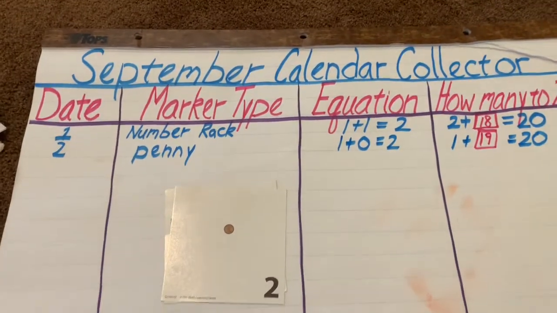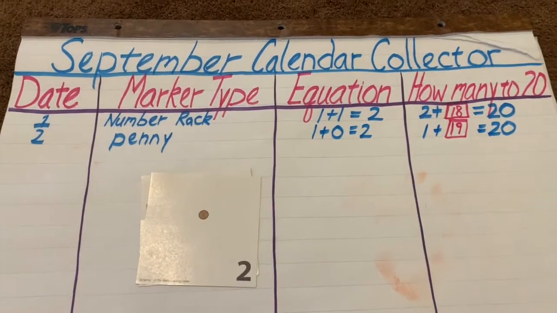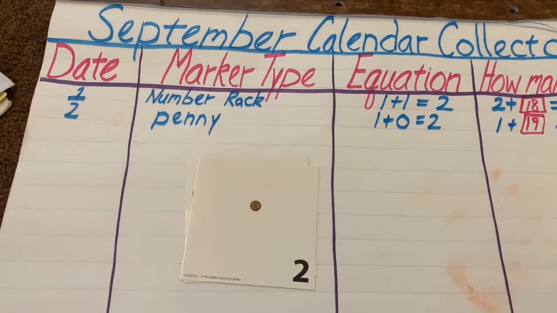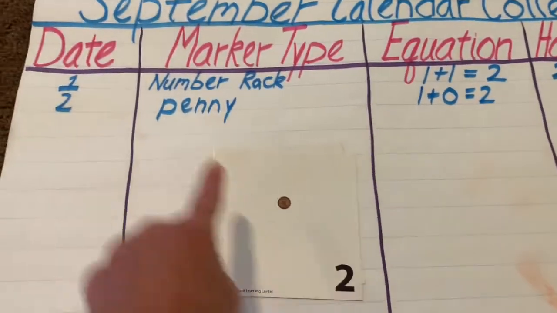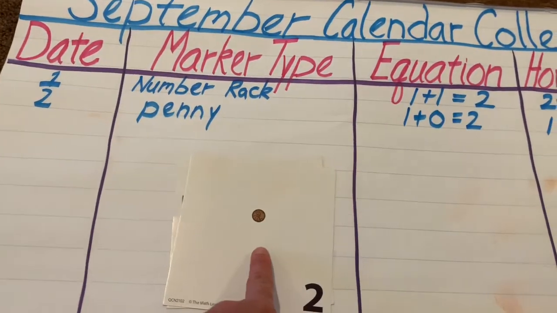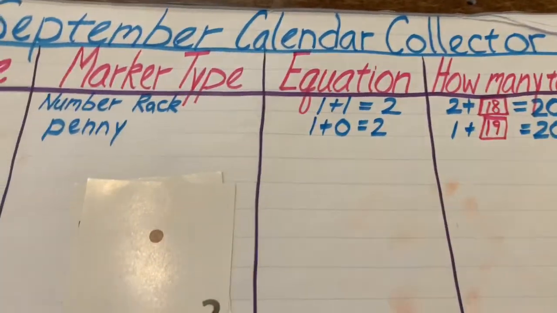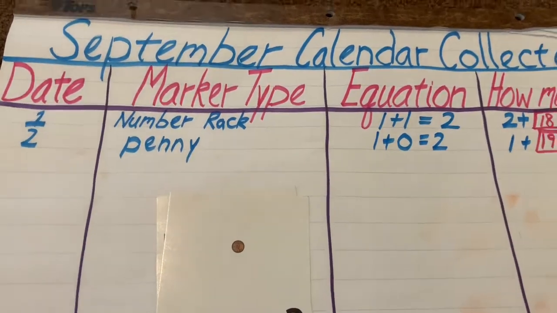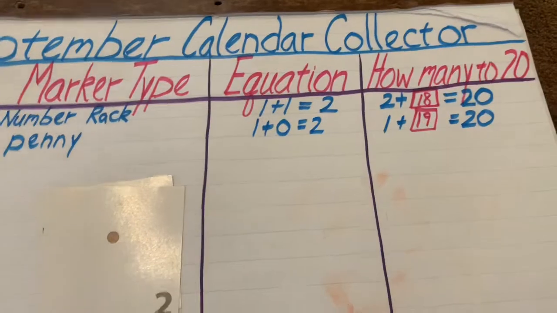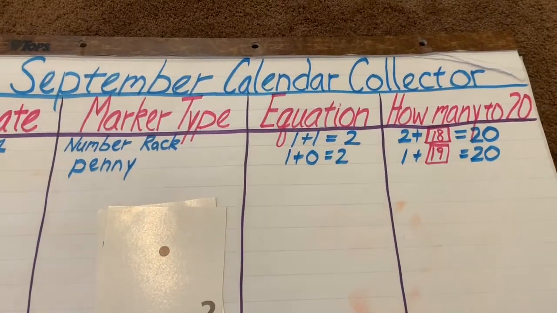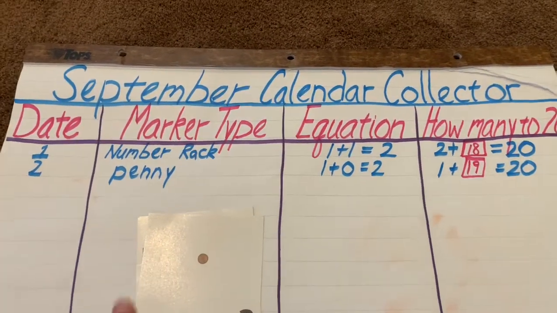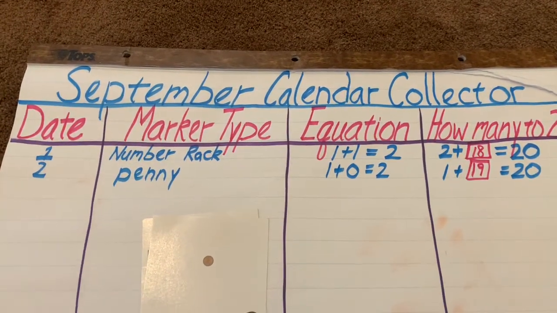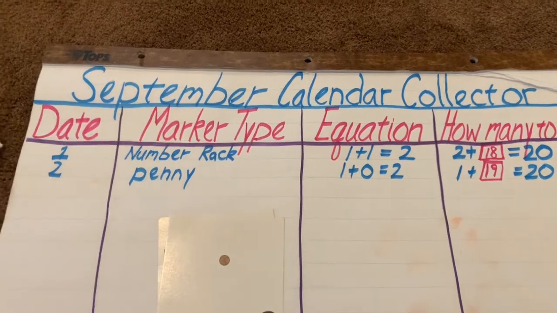Looking at our card with just 1 penny on September 2nd, I went ahead for the date and put a 2 for September 2nd. I then said my marker type was a penny this time, not a number rack. And then there's 1 penny, so my equation is really 1 plus 0 equals 1. Then my last question is how many to 20? Well, it's 1 penny, so I said 1 plus some number equals 20, so that number is 19. 1 plus 19 is 20.